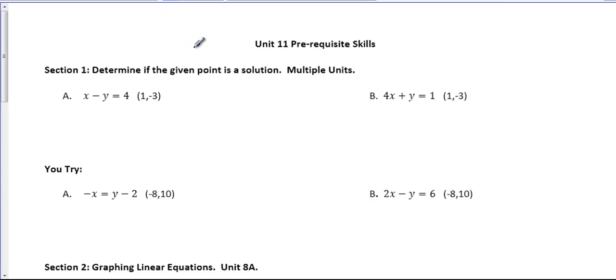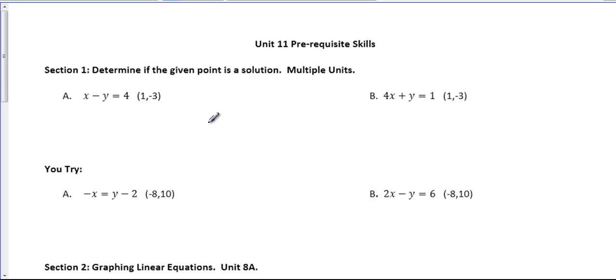Unit 11, Prerequisite Skills. Once again, these are skills that we learn throughout the school year, and they are going to be very important that you understand them in order to be successful in learning the very last unit of the school year, Unit 11.